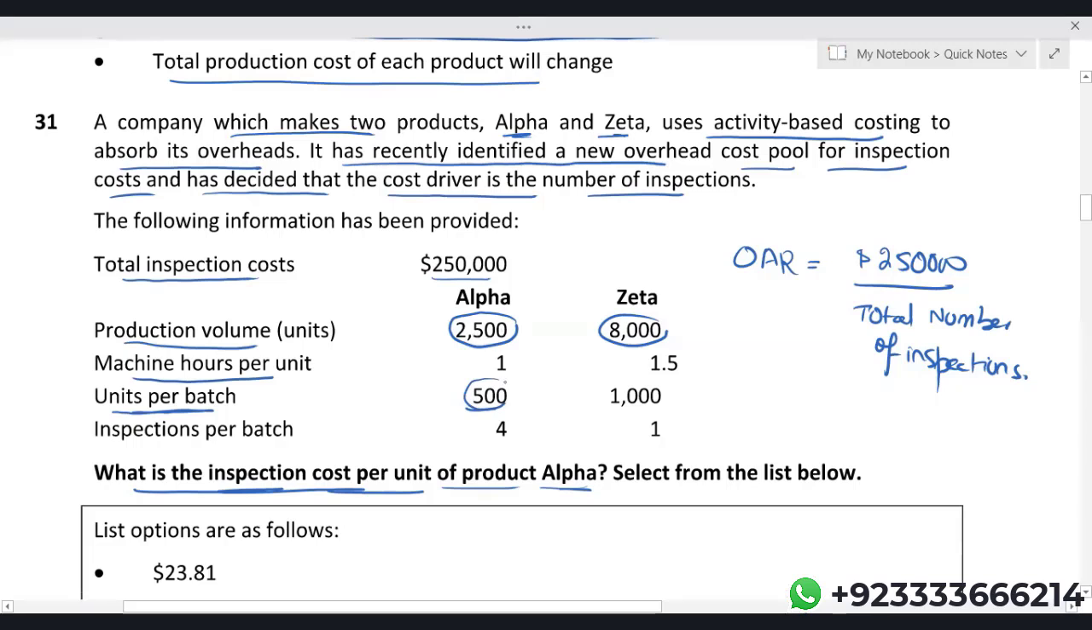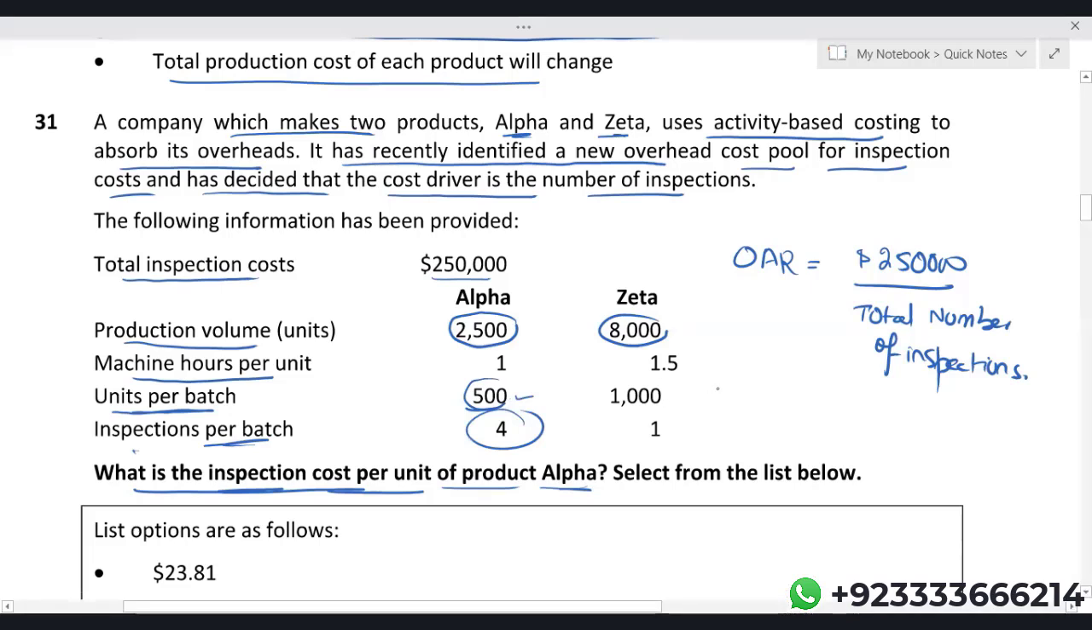If I divide 2,500 by units per batch, which is 500, I can calculate how many batches we will be producing for Alpha. And inspection is actually per batch. Inspection is not per unit, inspection is per batch. Now listen carefully. Inspection is per batch. So I need to identify how many batches there are, and then we can easily calculate the total number of inspections.